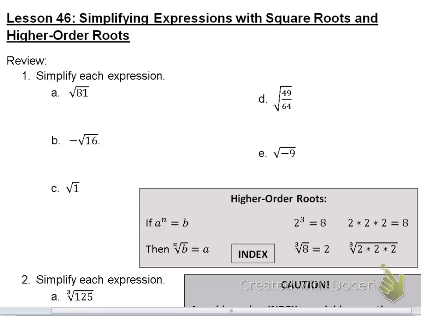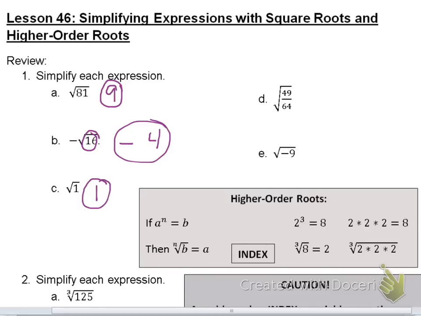Square root of 81, and we should all know that that is 9. And the square root of 16, which is 4. And then this negative on the outside gets tacked onto the answer because it's the negative square root of 16. The square root of 1 is 1. 1 times 1 is 1.